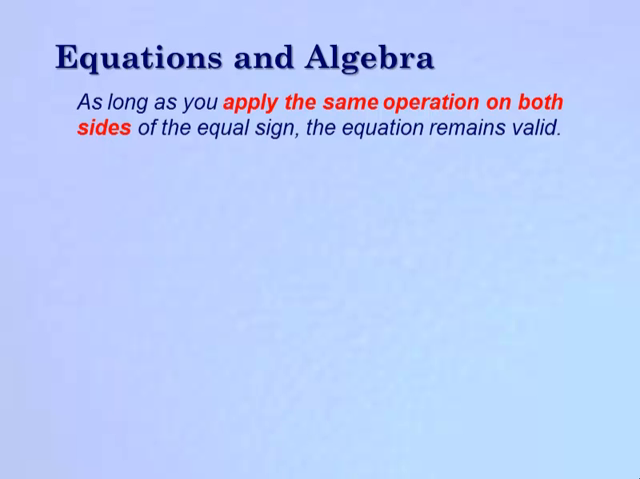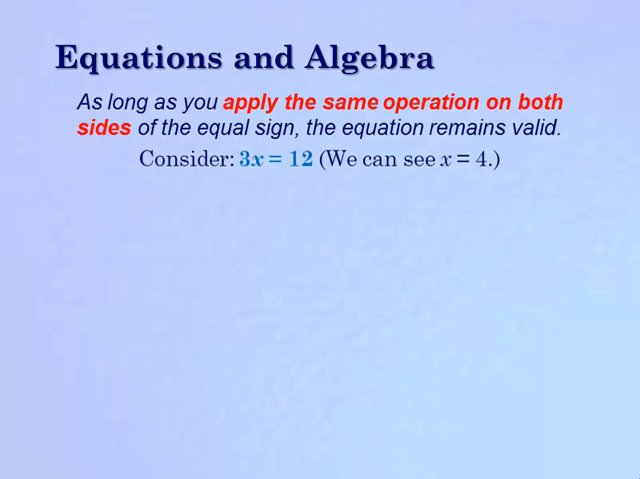Now, when working with equations in algebra, there's a very important concept. As long as you apply the same operation on both sides of the equal sign, the equation remains valid. So we'll see how that works right now. Consider 3x is equal to 12. Well, we can see that x is equal to 4, which is a solution to that expression.